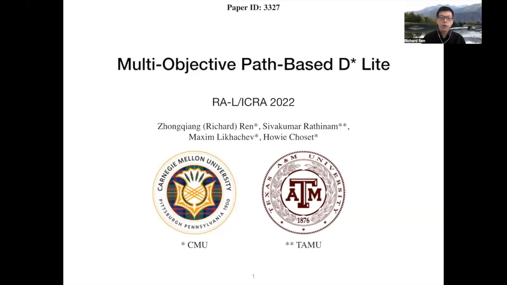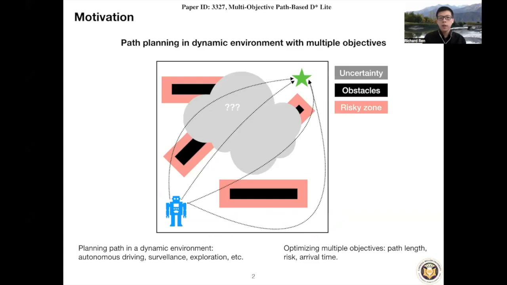Today I'm going to present our work, multi-objective path-based D-star Lite. In this work, we consider a path planning problem in dynamic environment while optimizing multiple objectives. This problem arises in many applications such as autonomous driving, surveillance, and exploration. Very often we need to consider optimizing multiple objectives such as path length, path risk, arrival time.